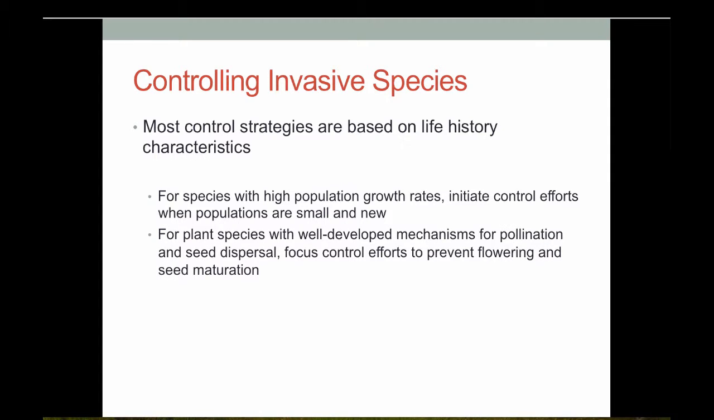Right? If you have plant species with well-developed mechanisms for pollination and seed dispersal, right? If you have species that have lots of light seed, tamarisk is an example like this, where it's growing along riparian corridors where it may be picked up and moved in the stream or the river itself.